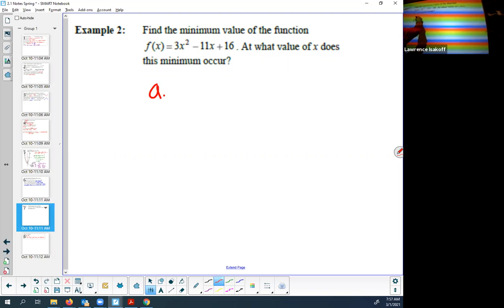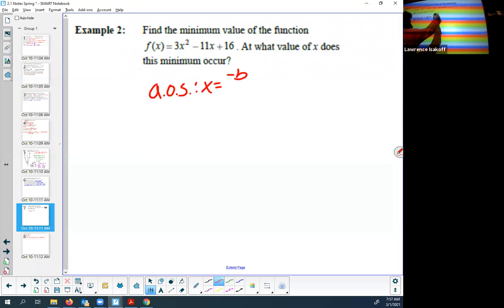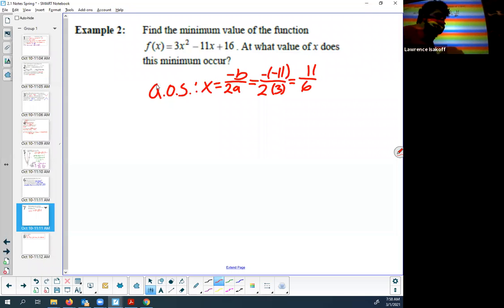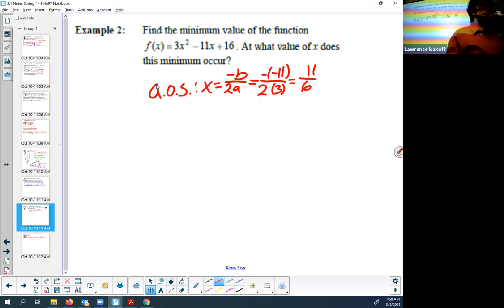So again, axis of symmetry, I can abbreviate that AOS. So that is x equals, again, negative b over 2a. So that's going to be negative negative 11 over 2 times 3. So that's 11 over 6. Oh, okay. We're going to have to deal with some fractions here. No big deal.